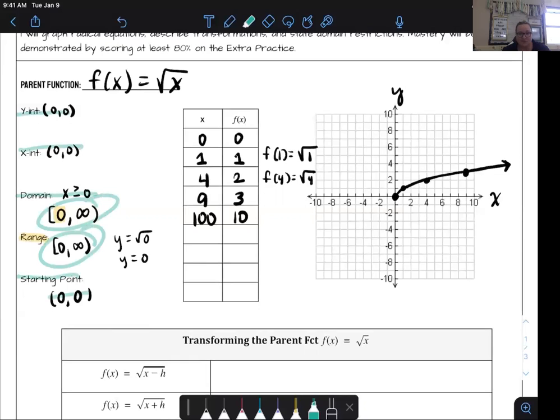Now let's talk about some transformations. So we can actually take this parent function that started at 0, 0 and extends all the way to the right. It's just this little, kind of like half a parabola, little curve. And we can shift it up. We could shift it down. We could shift it left. We could shift it right. We could do a horizontal shrink, a vertical shrink, a vertical stretch. We could reflect it over the x-axis. So we're going to talk about those kinds of transformations and what that looks like in the equation.